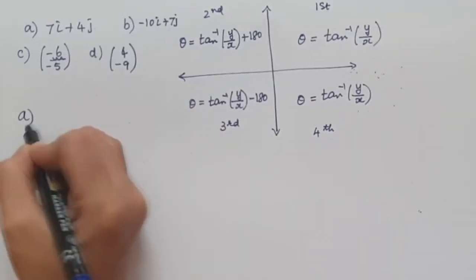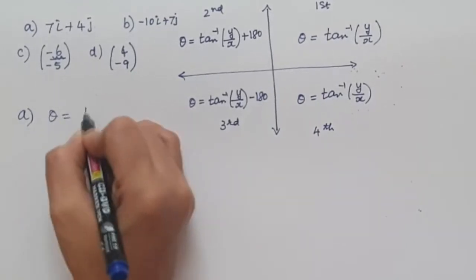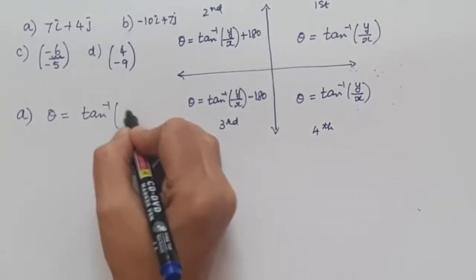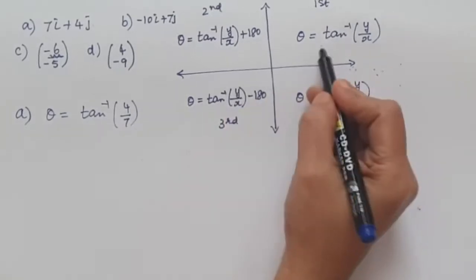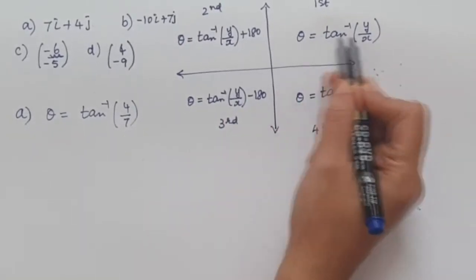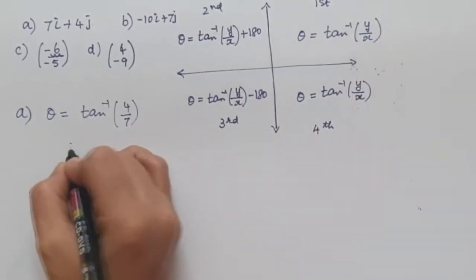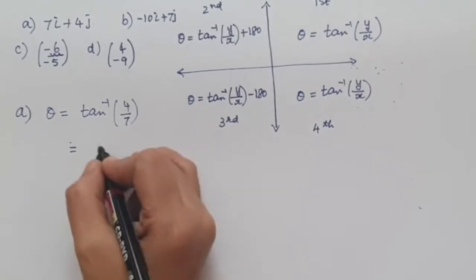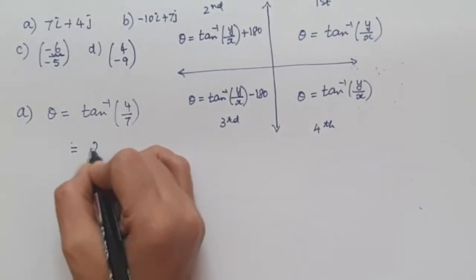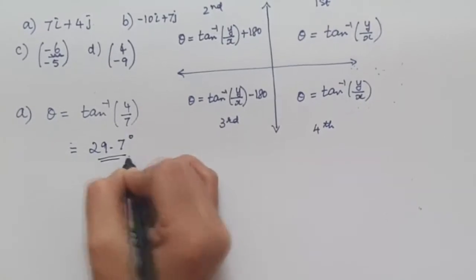Now the A part of it, theta will be equal to tan inverse of 4 over 7. Since both are positive, just directly do your answer and you'll get it. The answer for this, we have already done it, it is 29.7. So this is the direct one.